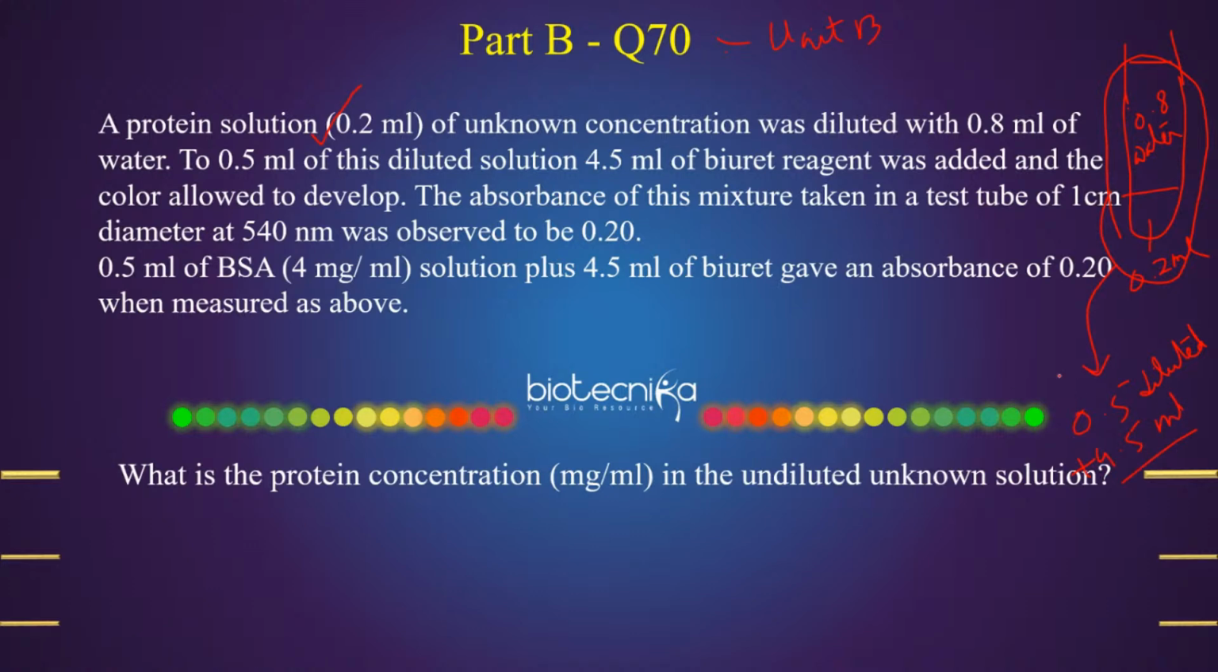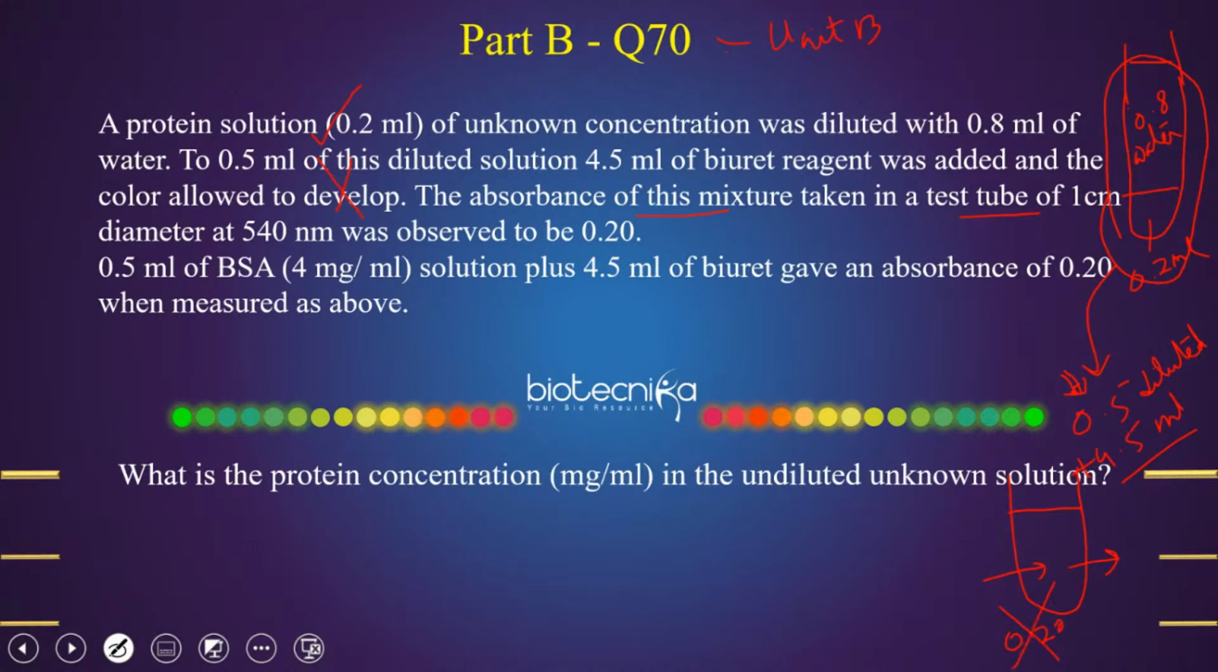We know that it detects the protein concentration. If protein is there, a purple color will develop from the blue solution, so the more the purple color, the more the concentration. But that principle is not at all required here. They have directly given that for that particular sample you got some color, and the absorbance was taken in a test tube of 1 centimeter. All that is given as 0.20.